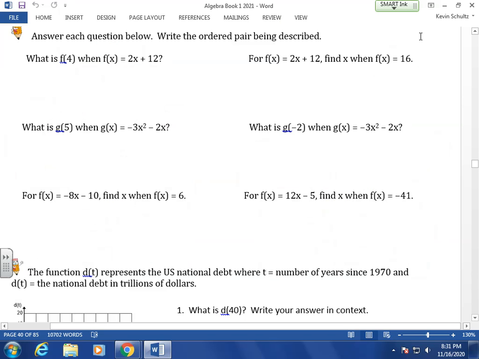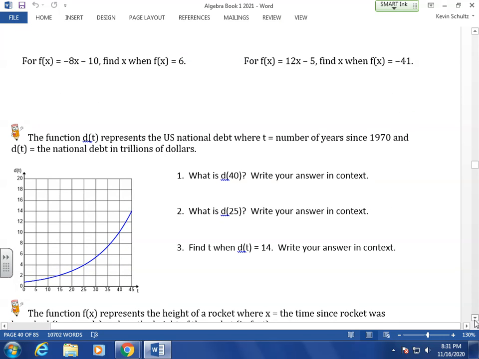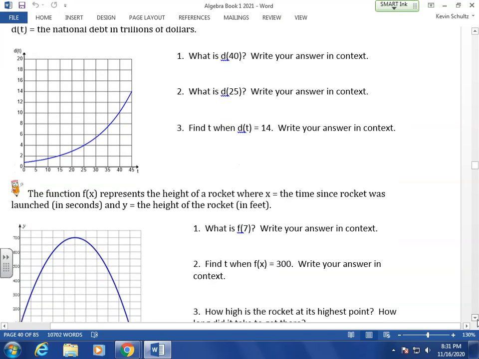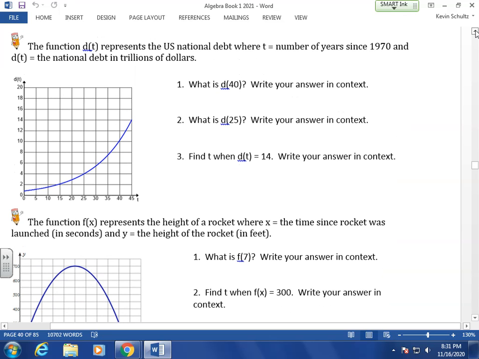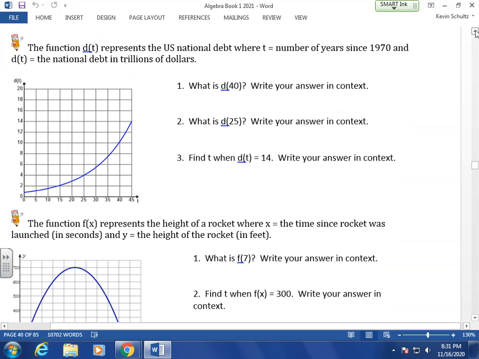The other spot that you'll see this is with a graph. Okay, and you're probably used to seeing graphs with an x-axis and a y-axis, and plotting points and straight lines. But now we've got this t-axis here. What's up with that? This d of t, which remember just means y, right? That function notation, whether it's f of x or g of x or h of x or d of t, it just means y.